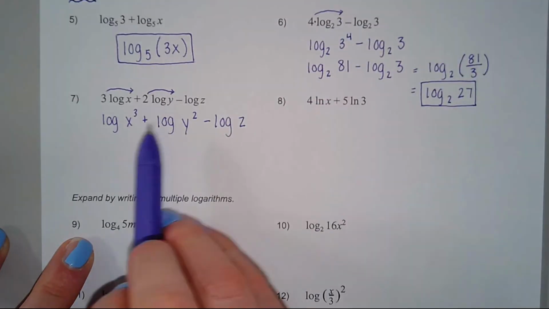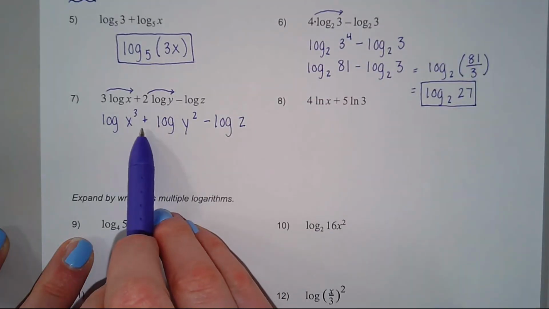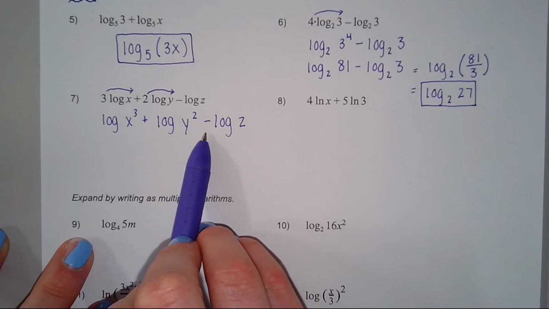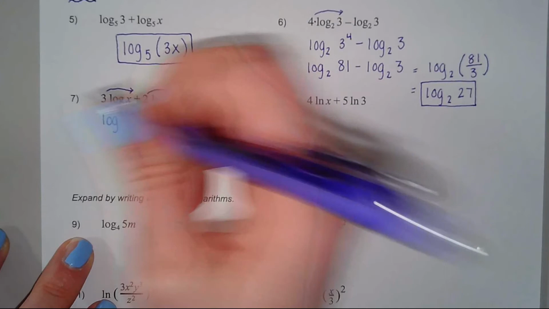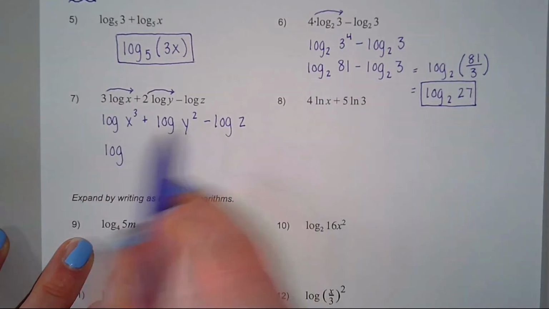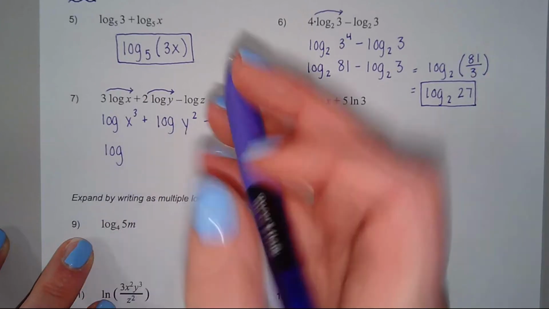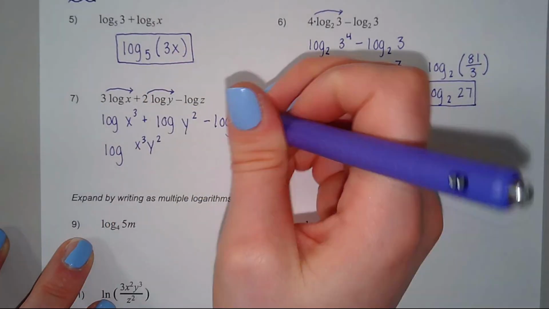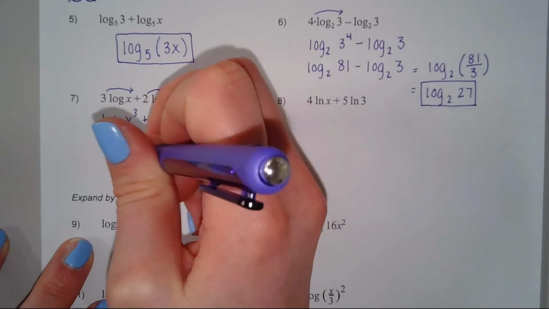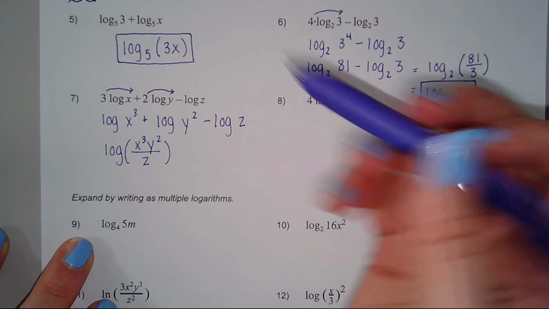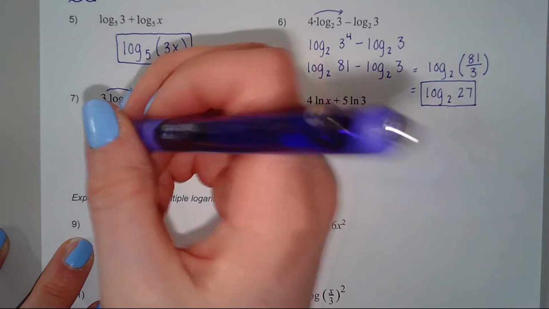And here I see addition, which we could simplify into multiplication. Here I see subtraction, which we could simplify into division. So we're going to actually combine both of those together. Again, all these logs have the same base, so I'll keep that log. We can go ahead and multiply, so I can do x cubed times y squared, and then we'll go ahead and divide by that z. So this is what we end up with when we combine both multiplication and division.